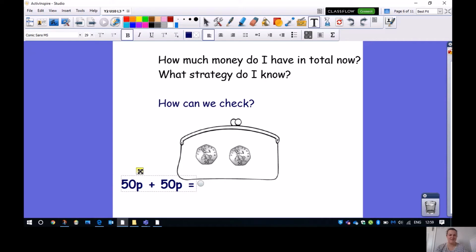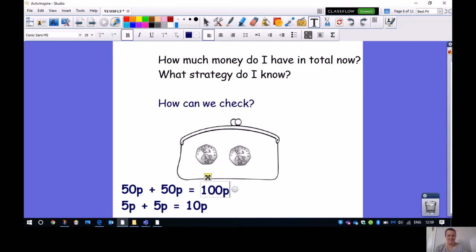equals. What if I know, then I know could I write here? If I know 5p add 5p equals 10p, then I know that 50p add 50p equals 100 pennies. 100 pennies, that sounds familiar. Is there a coin that shows 100 pennies? There is, isn't there? 100 pennies is also equal to £1.